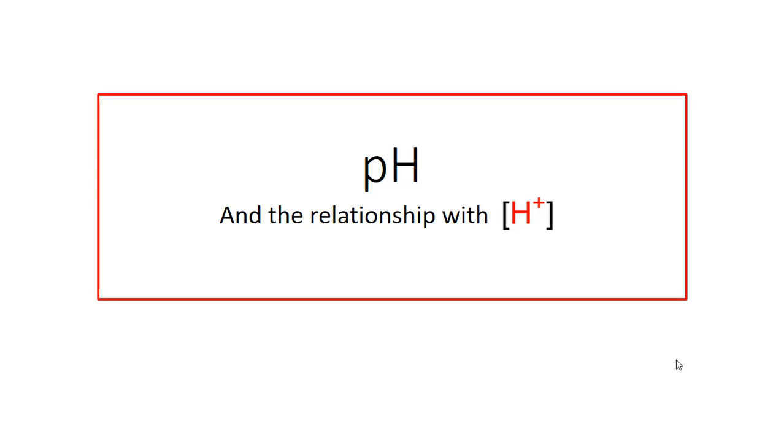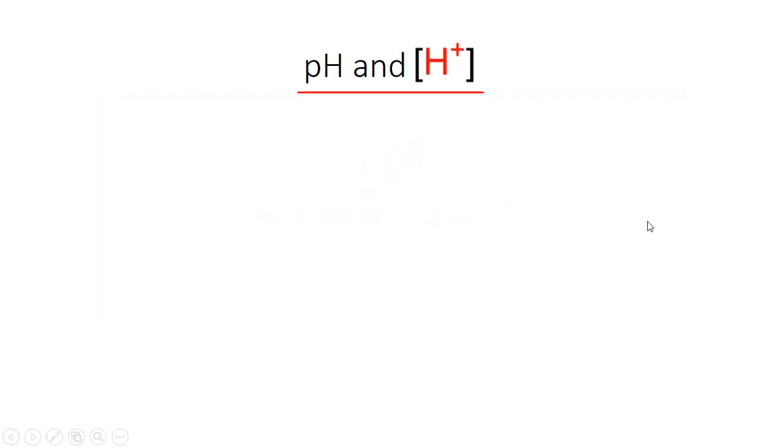This video carries on from the last one on the ionic product of water, and this time explores how the concentration of H+, and therefore hydronium ions, relates to pH. So in the last video we talked about Kw, the ionic product of water, and that it defines the relationship between the concentration of hydronium ions and the concentration of hydroxyl ions.